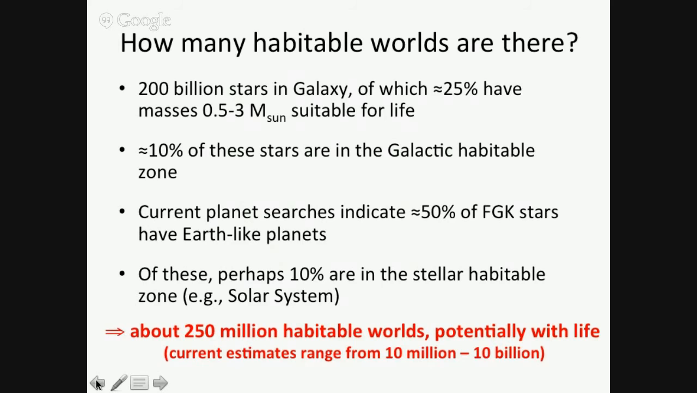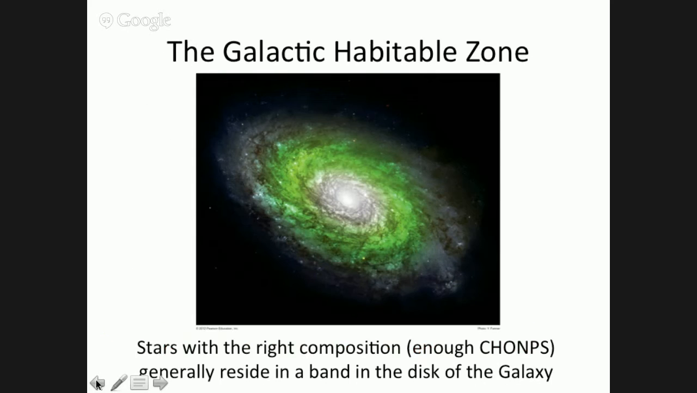And this upper limit is the lifetime of the star. Right? The star dies too quickly. You don't have time for life to evolve. So that gets rid of three-quarters of the stars in our galaxy that could possibly be a host for life. Only about 10% of these are in this galactic habitable zone. Right? That's a small fraction.